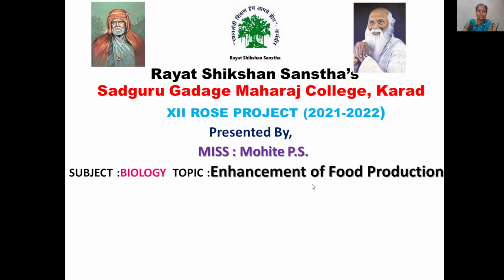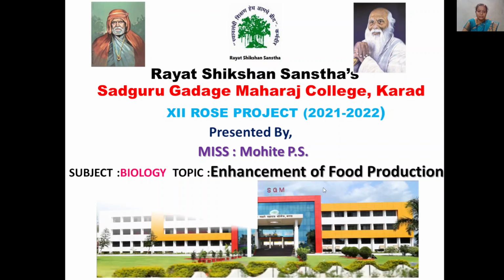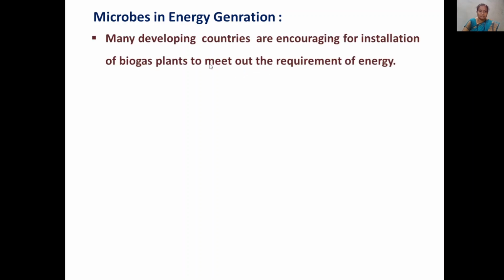My topic name is enhancement of food production. This is our fifth lecture of enhancement of food production. In this topic, we see microbes in energy generation. Here, many developing countries are encouraging installation of biogas plants to meet the requirement of energy. Biogas is used as a domestic as well as industrial fuel.